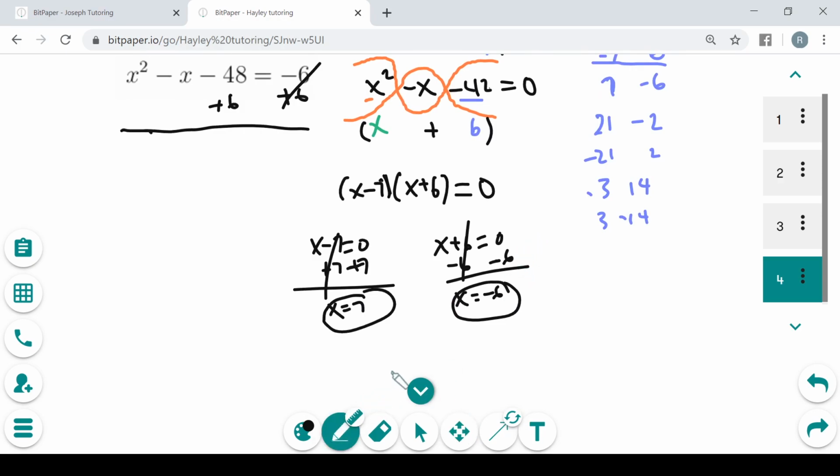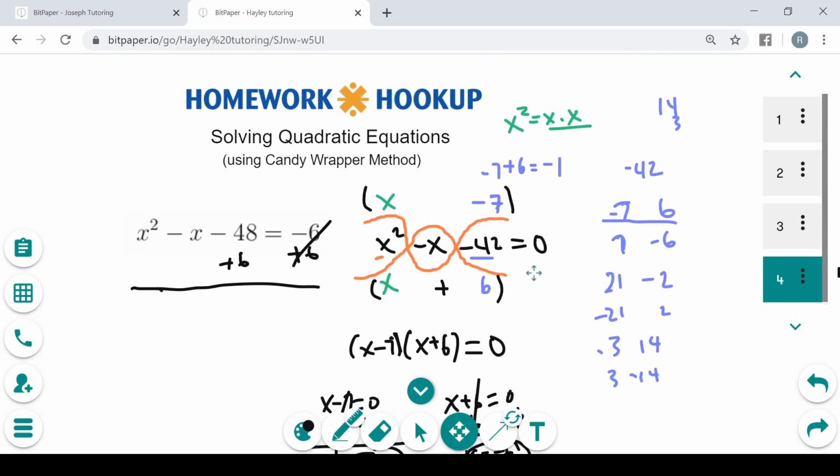I hope it was helpful. Hope some of you guys enjoyed it. Again, if you don't like this method or if you think it's too complicated, you can always use the quadratic formula to help you get the answer. But I like this for simpler cases. Yeah, that's it for this video.